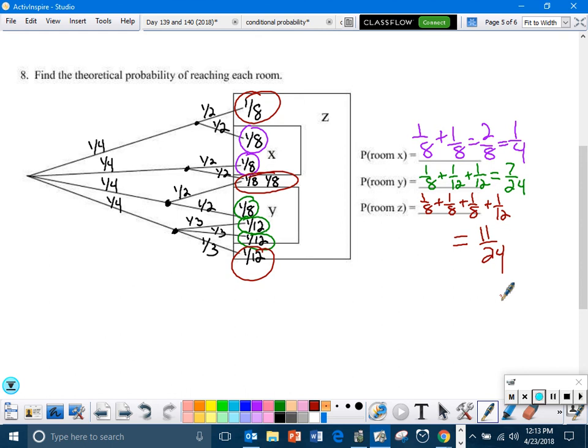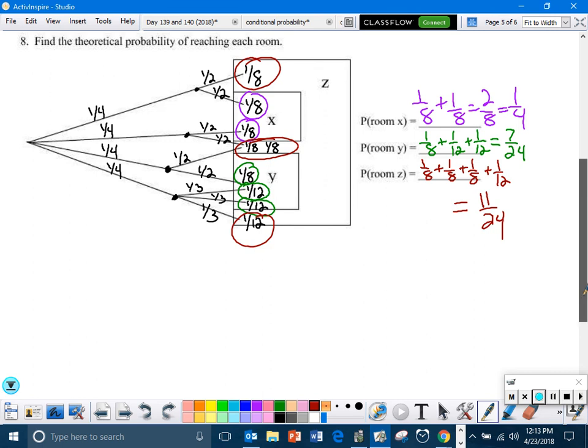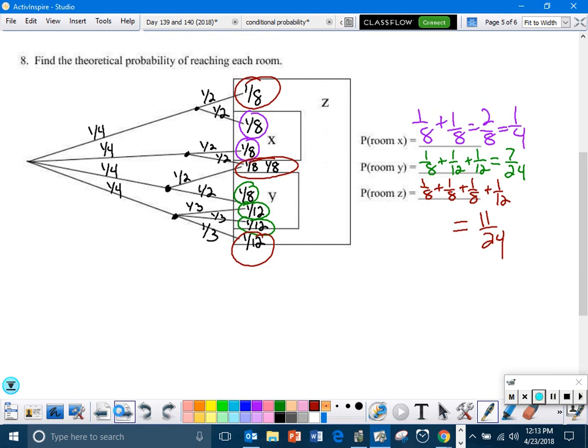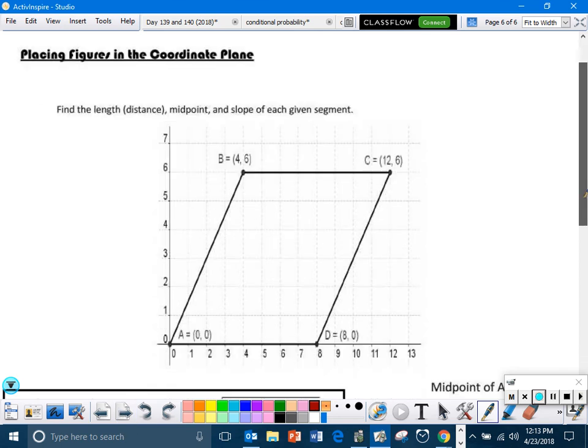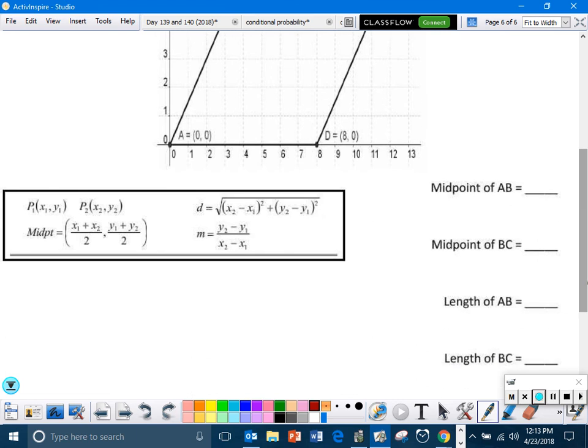All right. And the review page. Okay, this should be super easy. Little geometry. The formulas are given to you. We've got the midpoint formula, the distance formula, and the slope formula.